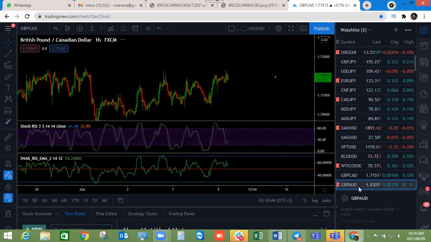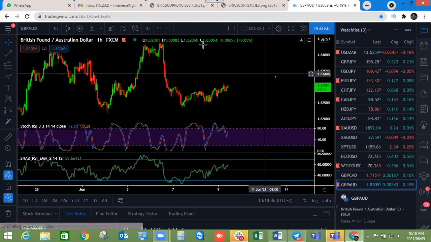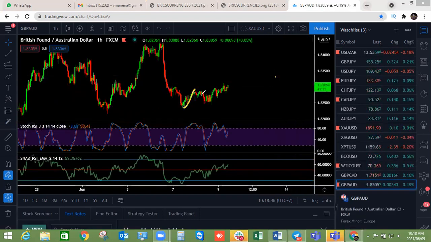Pound Aussie. Pound Aussie as well, making what looks like a 3-wave structure, but we are above 50 here on the 1 hour. It is going to make a continuation pattern, and then we see downside. That can only be confirmed if we see the 1 hour candle closing below the flag.